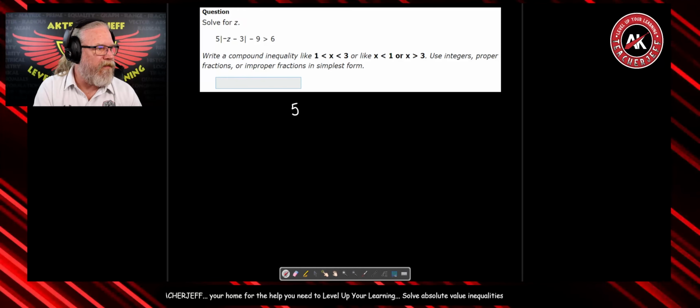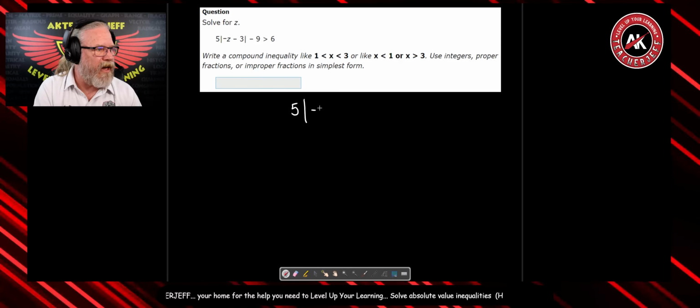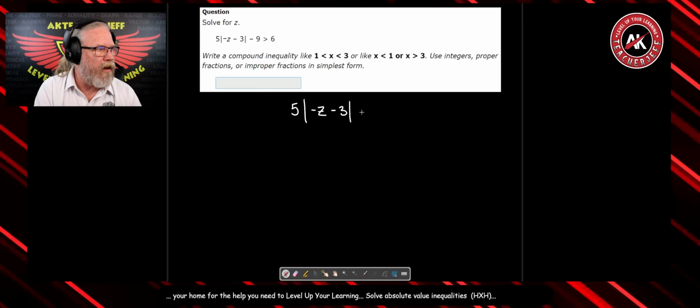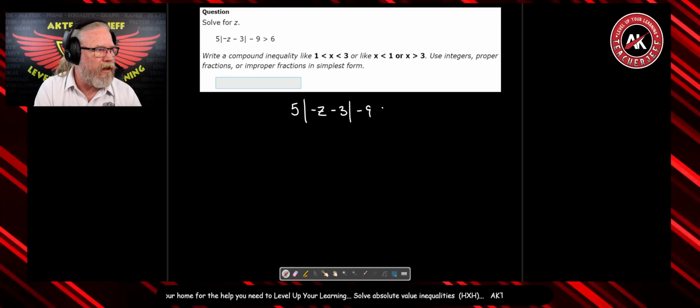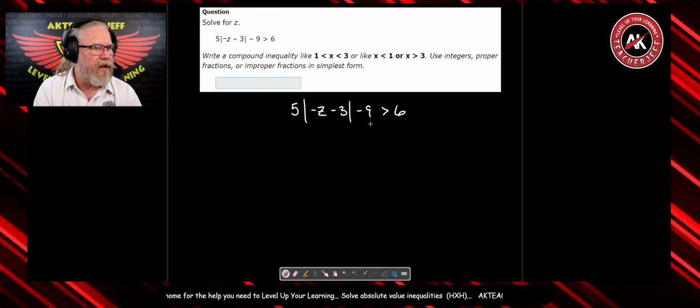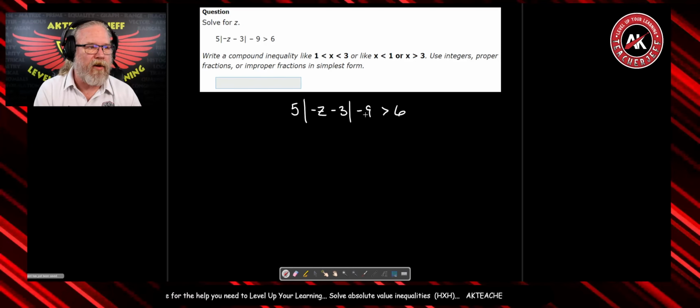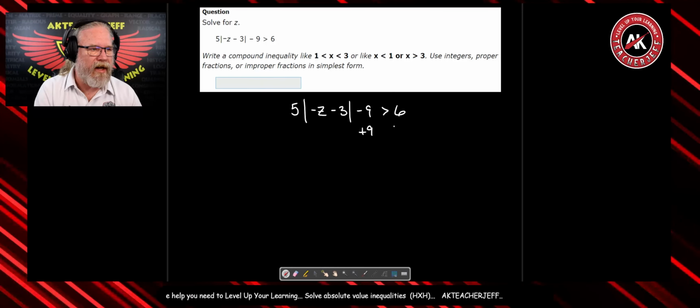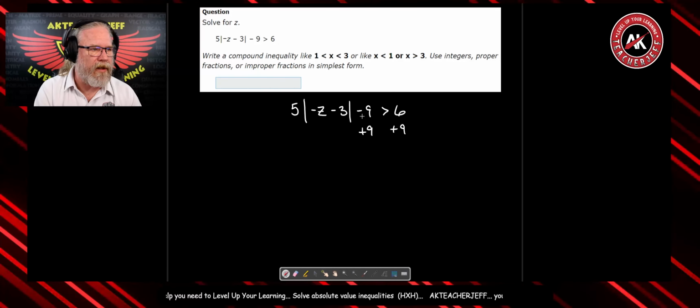Here we have 5 times the absolute value of negative z minus 3, minus 9, greater than 6. So got a few steps here. These are the more complicated ones. First, let's get rid of the negative 9 with positive 9. What we do to one side, we do to the other.